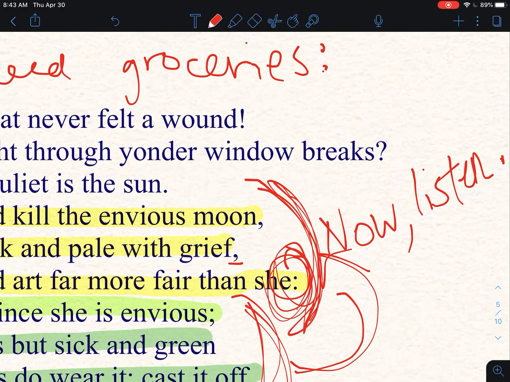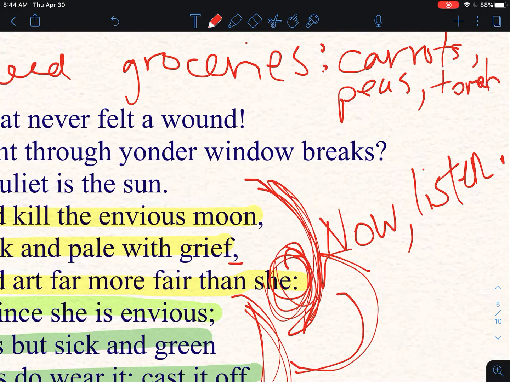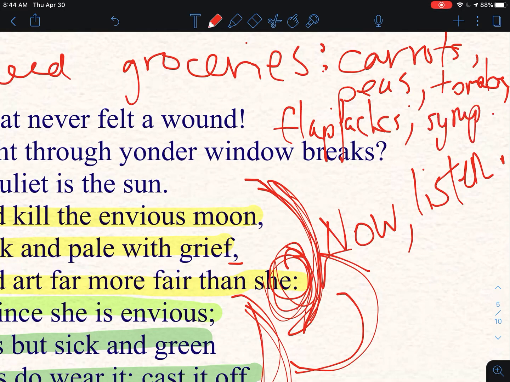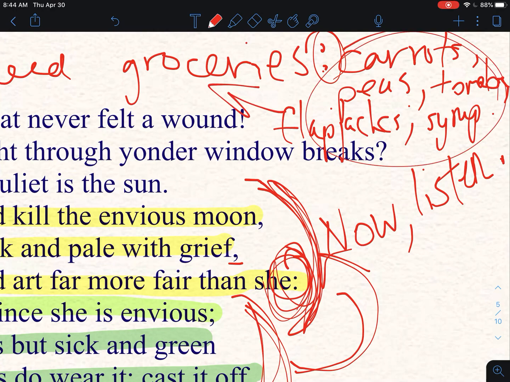But if you list your groceries, I need groceries: carrots, you see? Peas, you see? Tomatoes, you see? I could say flapjacks, colon, furthermore, syrup. That's it. That's all I need, right? So again, it sets up a list and it helps clarify what's happening in the first thing. I need groceries. Here's what I need from the groceries.